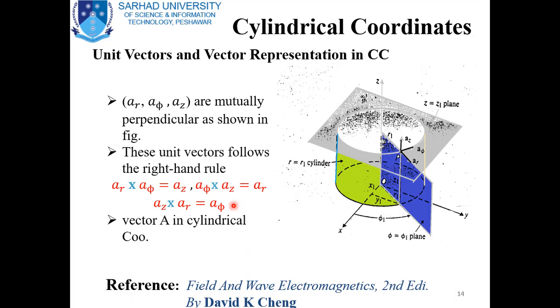If the vector has three components, then the representation of the vector will be like this: A, which is representing a vector, and in cylindrical coordinates it can be written as A_r a_r plus A_phi a_phi plus A_z a_z, in which the red color is representing the base unit vectors of a cylindrical system, and the A's in black color are simply scalar numbers.